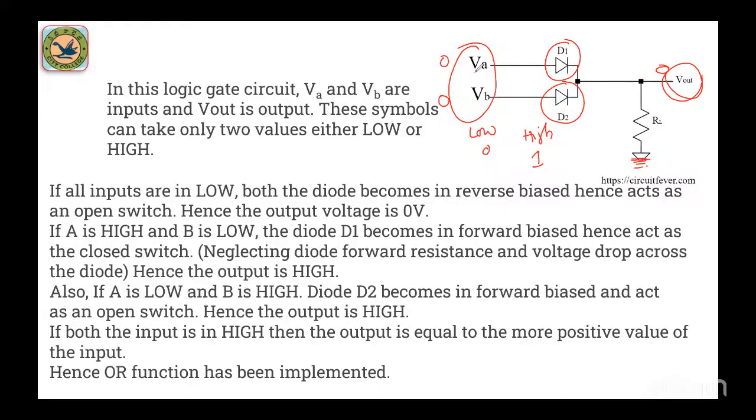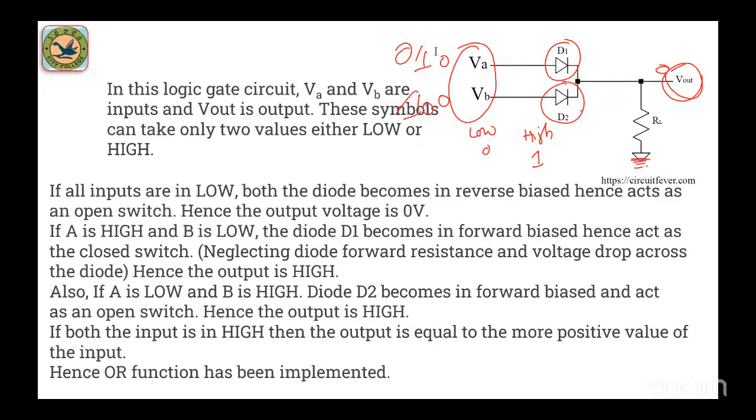If A is high and B is low, A high means diode D1 becomes forward bias, and 0 means reverse bias. The switch is closed. Neglecting the diode forward resistance and the voltage drop across the load resistance, the output is high. If A is low and B is high, diode D2 becomes forward bias and acts as a closed switch. Hence the output is also high.